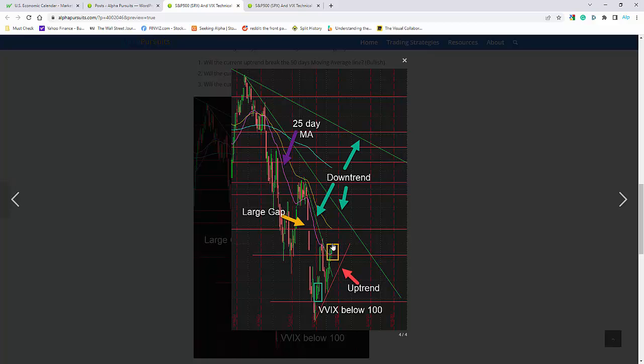Second is, as this moves upwards or sideways, whether this is going to penetrate this 50-day moving average, this yellow line here. This is 50 days. And in case you're wondering, this blue line is the 200 days. So I'll be looking at whether this uptrend is going to penetrate that. If it does, then again, that's bullish.